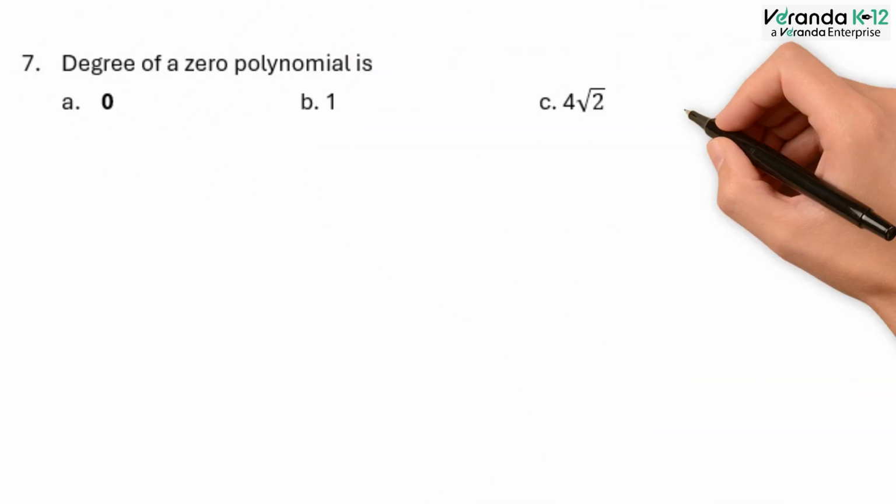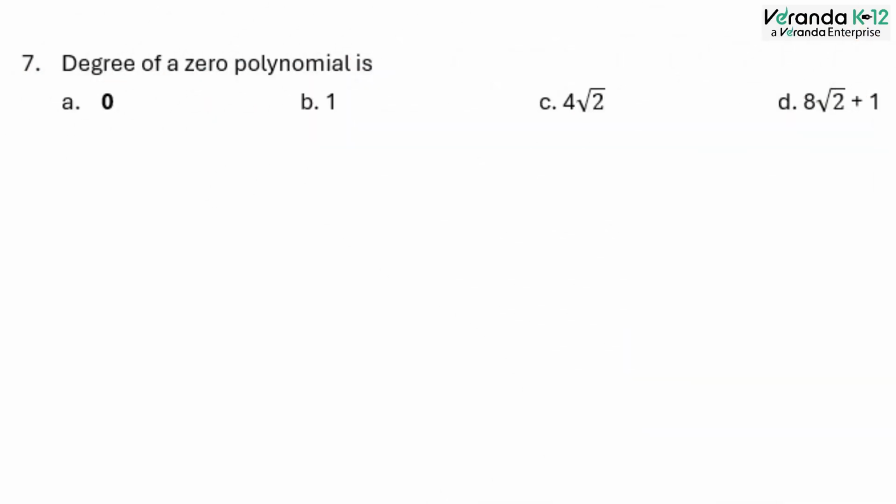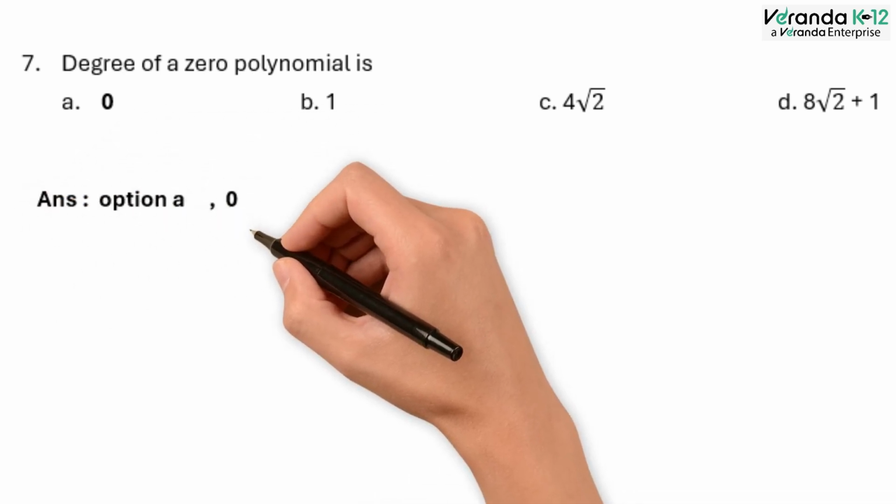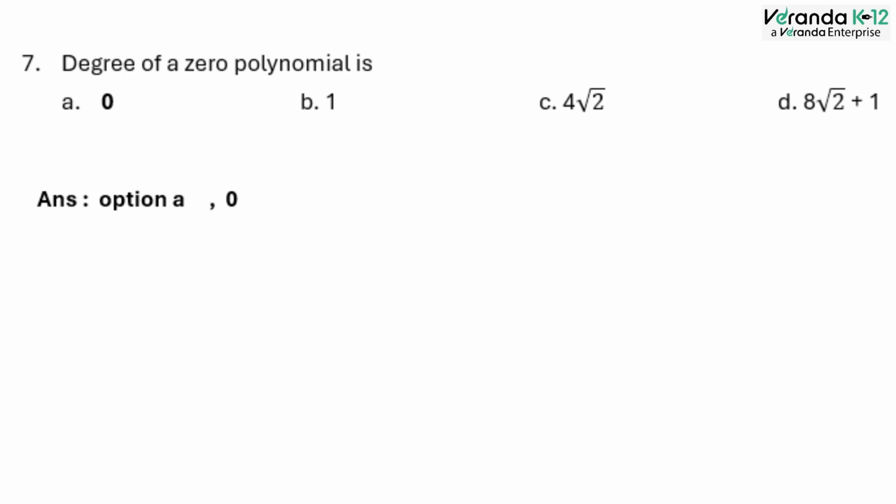Seventh question. The degree of a zero polynomial is: option A, 0; option B, 1; option C, 4√2; and option D, 8√2 + 1. The degree of a zero polynomial is 0, which is option A.